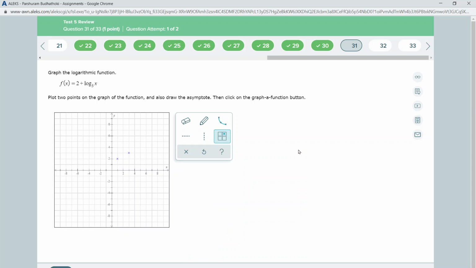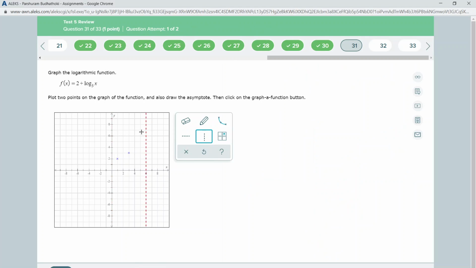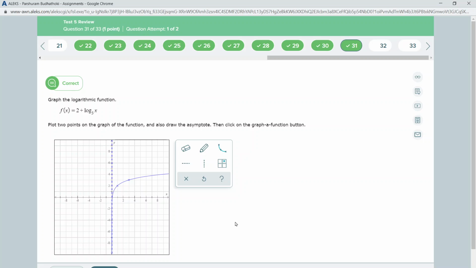So they are saying just plot 2 points on the graph of the function and also draw the asymptote. So remember, for this graph, the asymptote is this line, which is x equals 0. And since you are just shifting the graph up by 2 units, the asymptote would not change. If you are shifting this graph to the left or to the right, this vertical asymptote would also shift. But in this case, because we are just shifting the graph up, the vertical asymptote will be the same. Now we just have to click this one, and that will give us the graph of the log function.